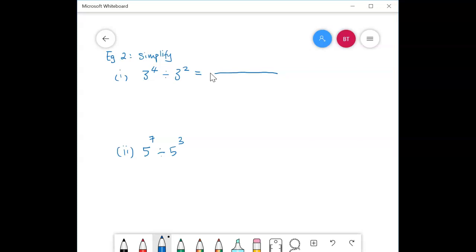So when we decompose the numerator and denominator, it becomes 3 times 3 times 3 times 3, and that's 3 to the power of 4. In the denominator, we have 3 times 3, which is 3 to the power of 2.